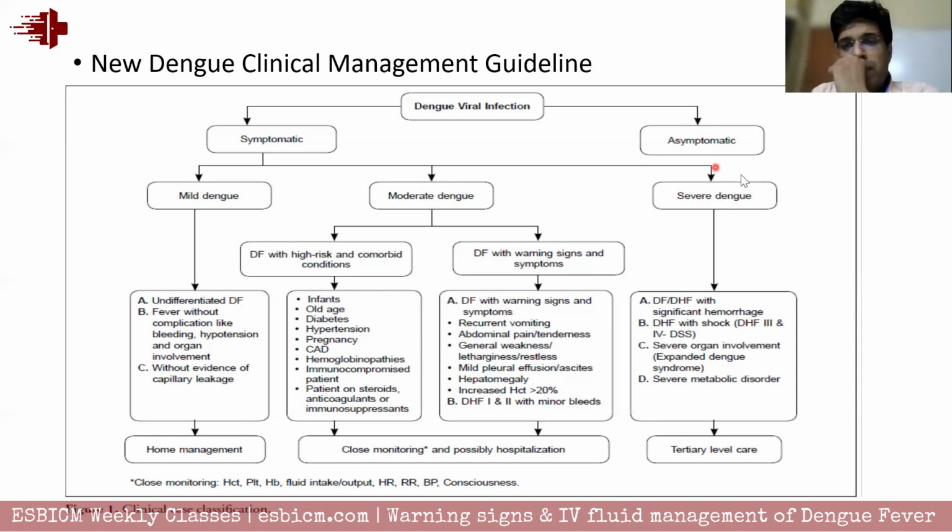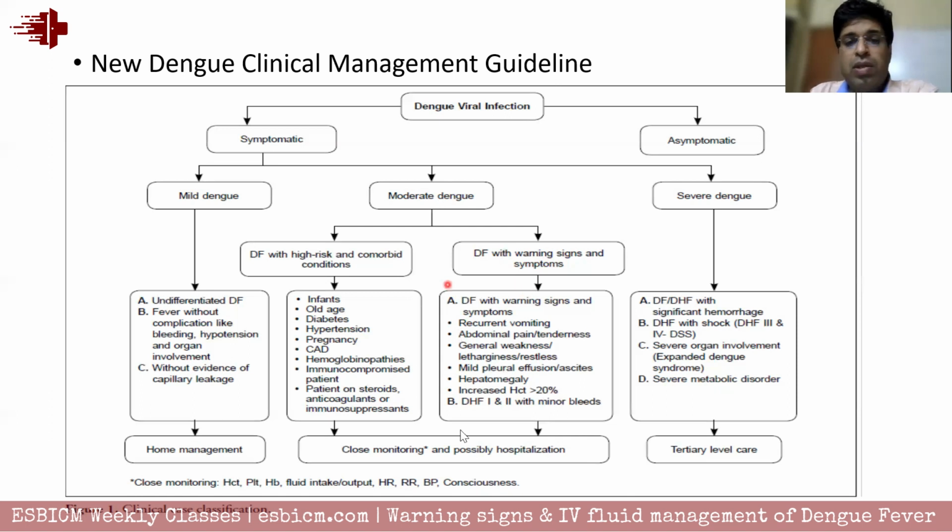Then severe dengue means all patients with dengue fever or dengue hemorrhagic fever with significant hemorrhage, bleeding from anywhere, or dengue fever with shock, or extensive organ involvement, or severe metabolic disorder, where the patient has started developing metabolic acidosis or any other signs.